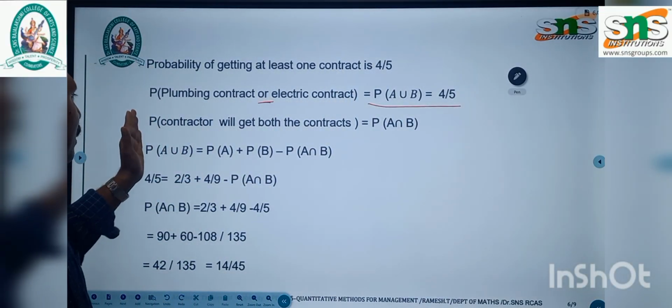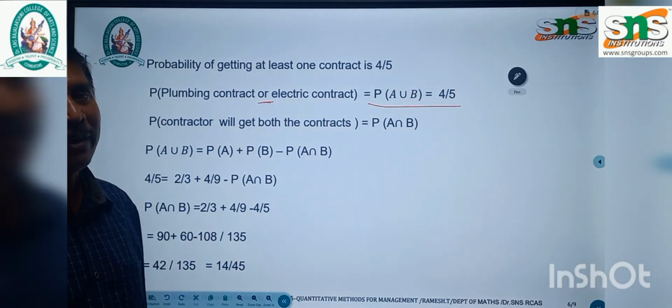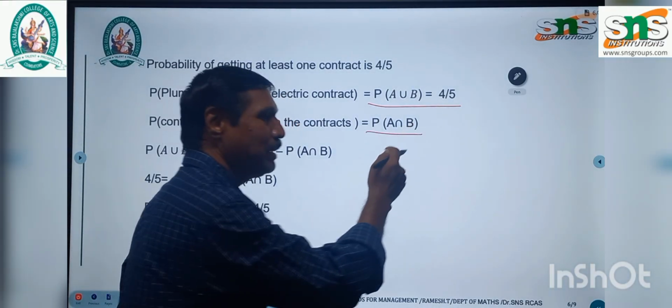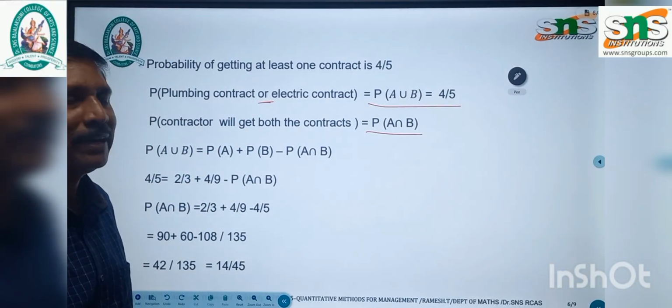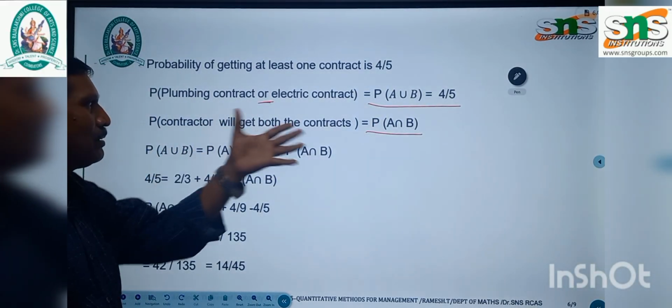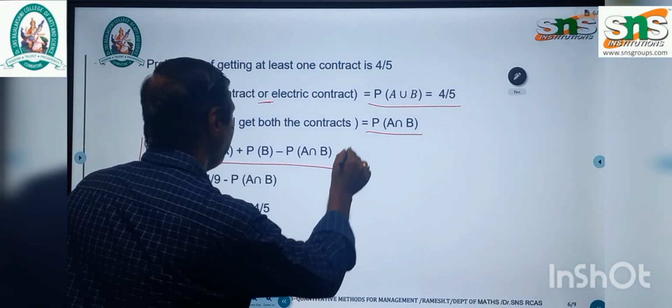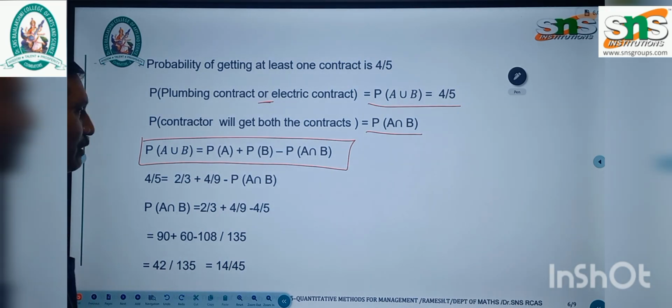So the problem is the probability that the contractor will get both the contracts. That means probability of A intersection B: he will get the plumbing contract as well as the electric contract. We connect all these things by the addition theorem. So probability of A union B is probability of A plus probability of B minus probability of A intersection B.